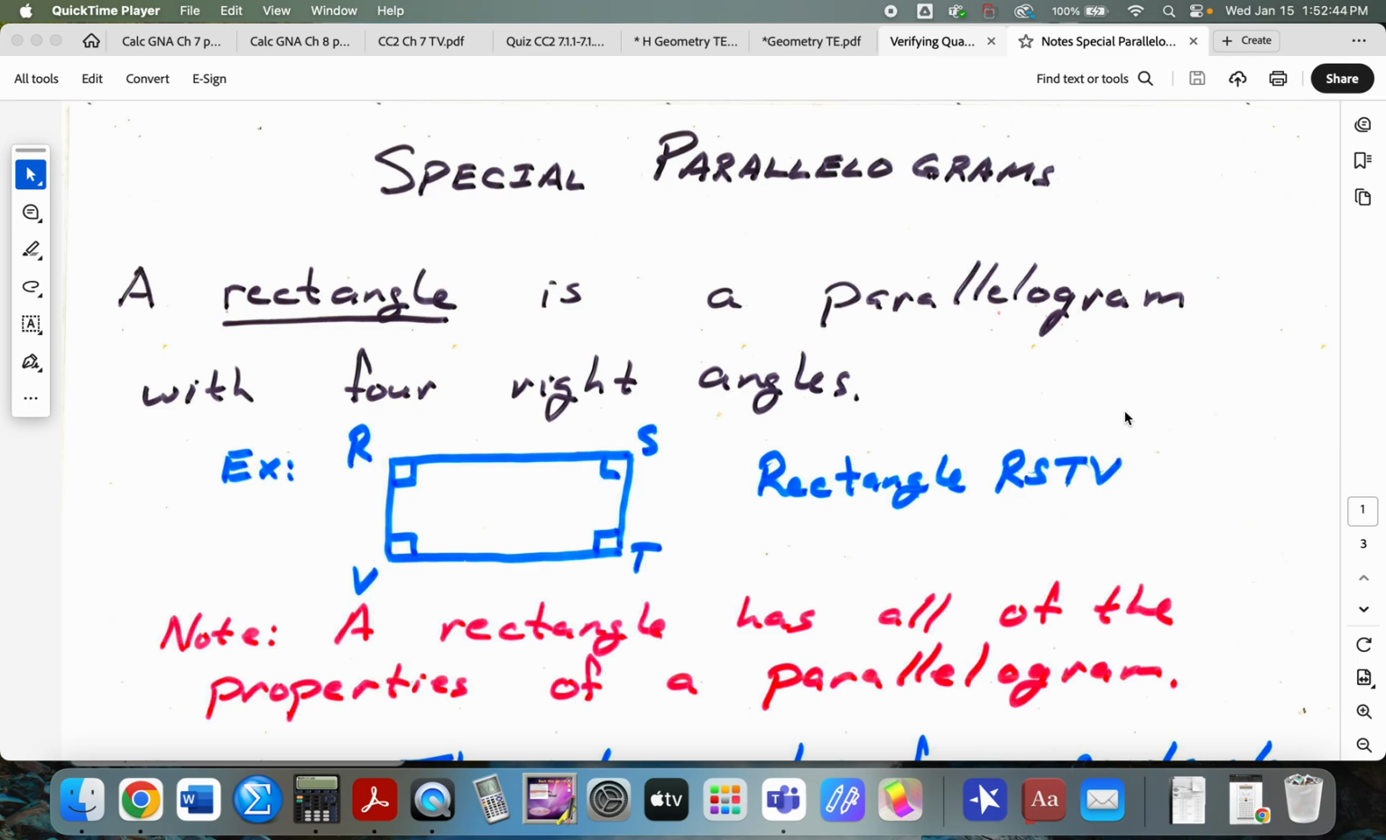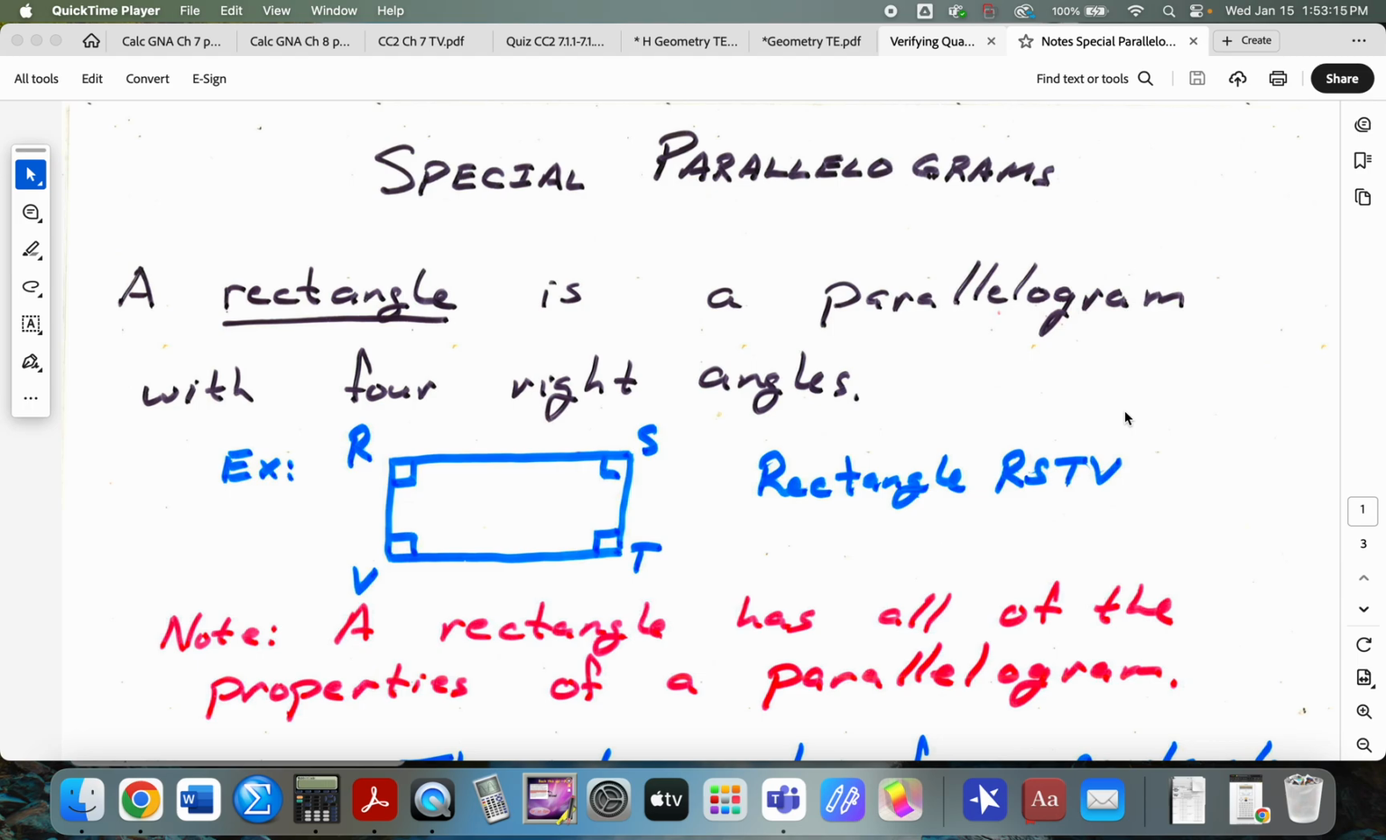Looking at rectangles, rhombuses, and squares and their properties. All of those are types of parallelograms. So everything that's true about a parallelogram is also true about rectangles, rhombuses, and squares. The opposite sides are still congruent. The opposite sides are still parallel. The diagonals still bisect one another. They cut each other in half. All of those things that were true about a parallelogram are still true about the special parallelograms.